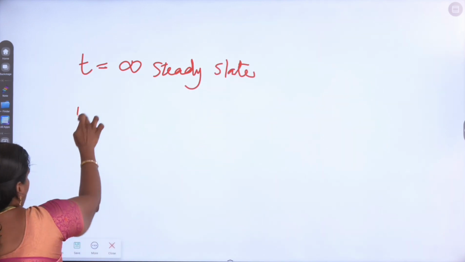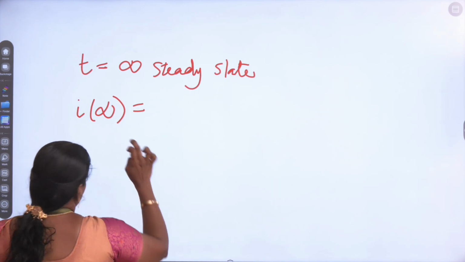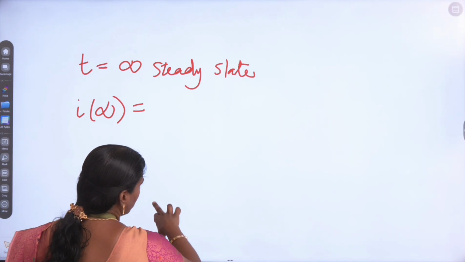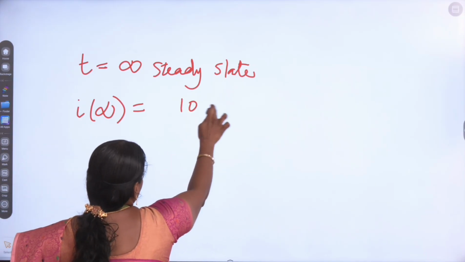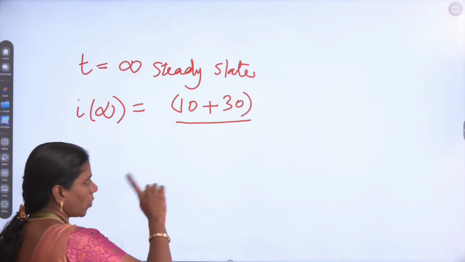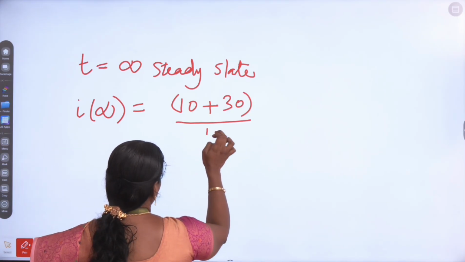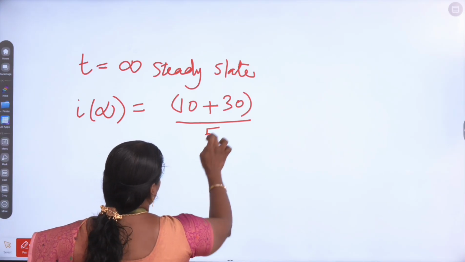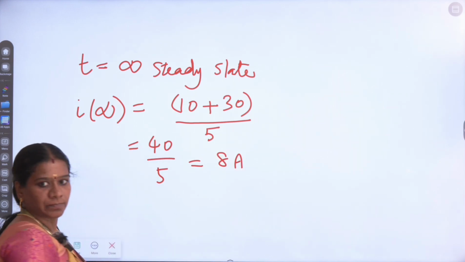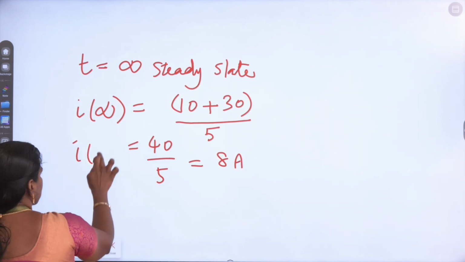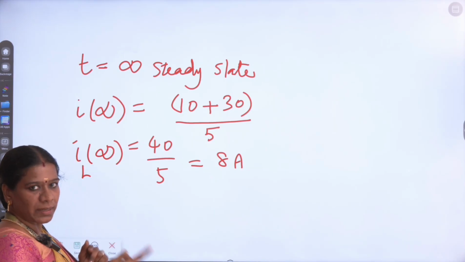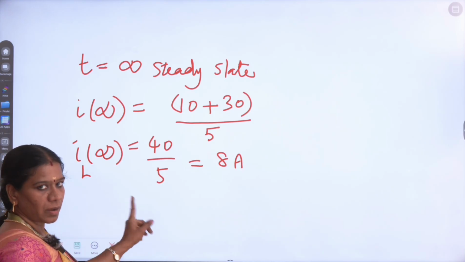So already we know our circuit, I of infinity will be equal to, if you see our previous circuit, here we have 10 volt and 30 volt. 10 and 30 are connected in series, so they will be added, 40 divided by, here we have 4 ohm and 1 ohm connected in series, so we can say it is 5 ohms. So 40 by 5 will give you 8 amperes. So 8 ampere will be the current passing through the inductor at infinite condition, that means at the steady state condition.